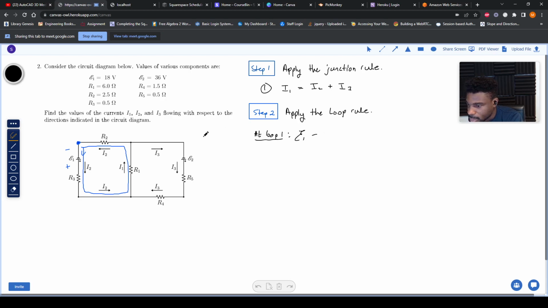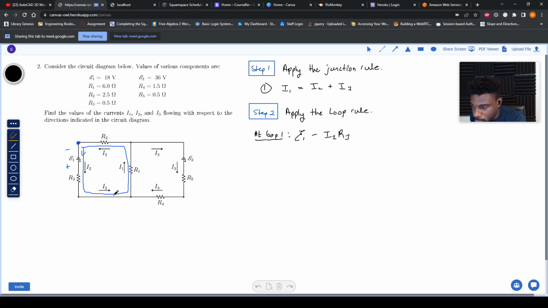And then as we go across R3, our potential is going to drop. Do you remember the formula we apply for potential drop across a resistor? E equals I times R, so it's going to be negative I R. Exactly. So we're going to apply Ohm's law. Ohm's law says voltage equals current times resistance. So we're going to say E minus I2 times R3. So this is going to be I2 R3.